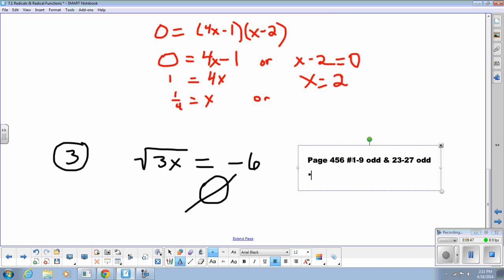Be sure that you do the following. Show your work and check answers. I did use the odd numbers for you so you can check your answers and get feedback right away. All right, give that one a try. Turn it in when you get done. Thanks.